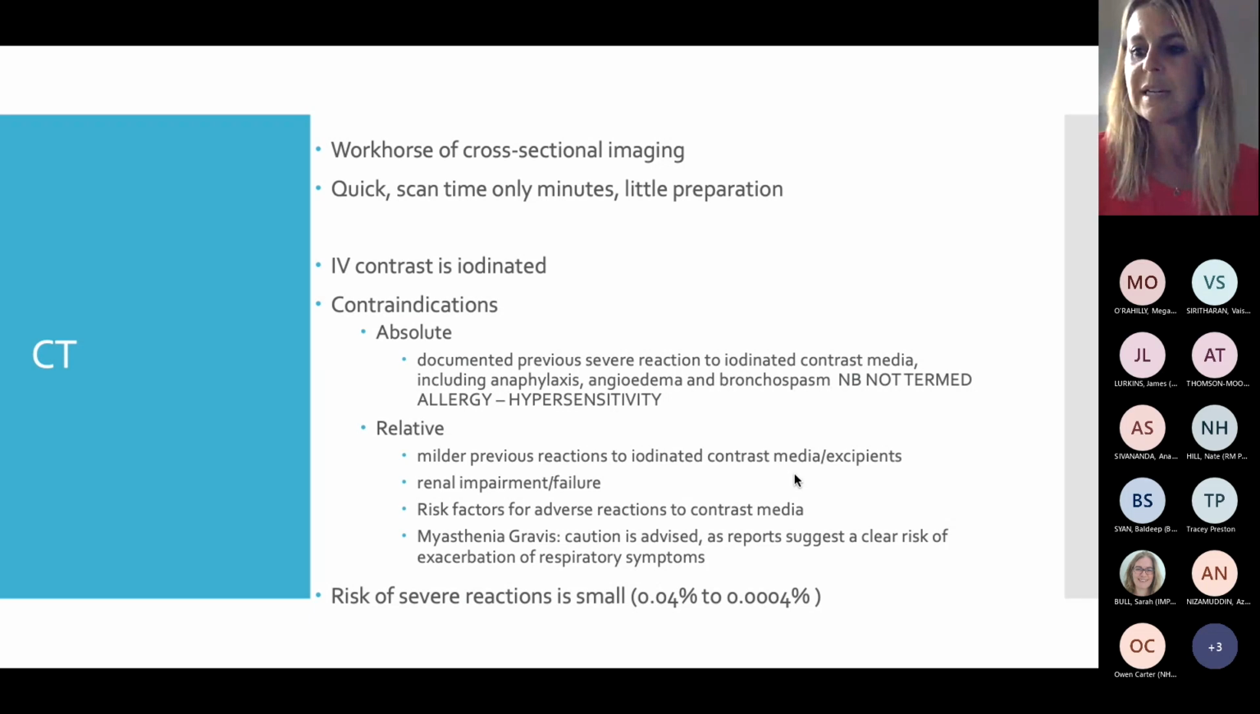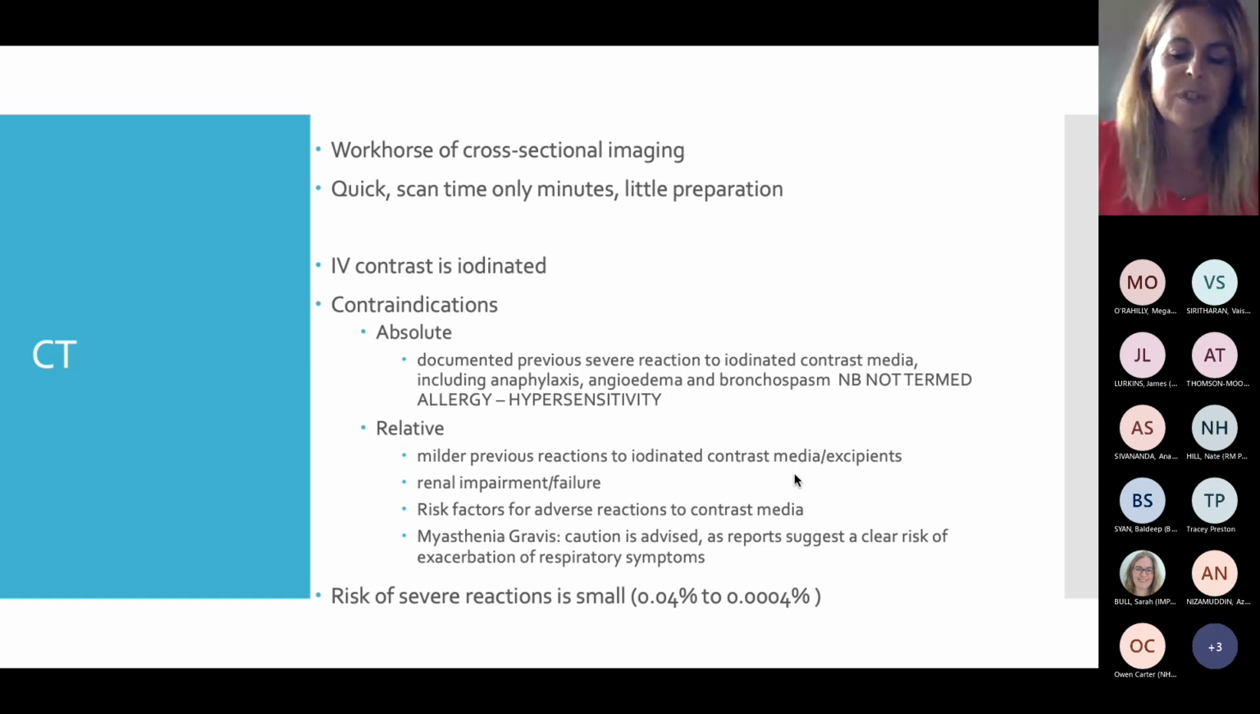So just to talk a little bit about CT in terms of modalities, we'll start with CT and then move on to the others. It tends to be the workhorse of our department. It's very quick to do on the whole, scan time only being a couple of minutes and very little preparation. As I'm sure you're all aware, it uses iodinated contrast as its intravenous agent.